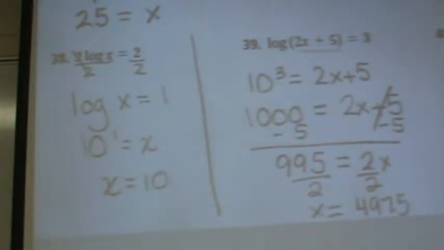Now, if you were answering a multiple choice question, D'Angelo, and 995 over 2 was not one of your solutions, you would obviously want to find the decimal equivalent. But for me, I'm happy with 995 over 2.